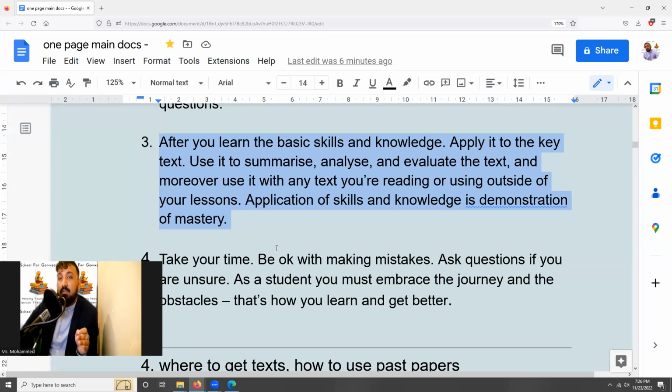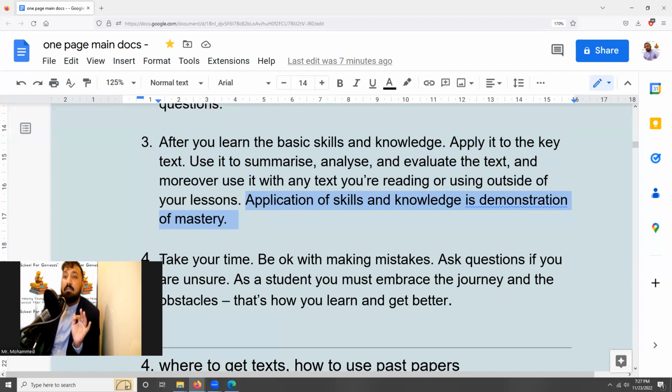You want to be a student, which means everything that is in your mind, you understand it and you can use it. Your knowledge is useful. So application of knowledge, application of skills and knowledge is demonstration of mastery. That'd be a good quote to write down. If you can apply, it means you understand and you have mastered.